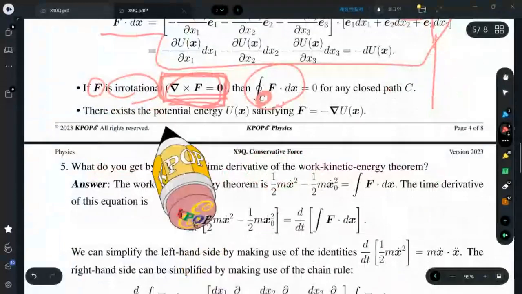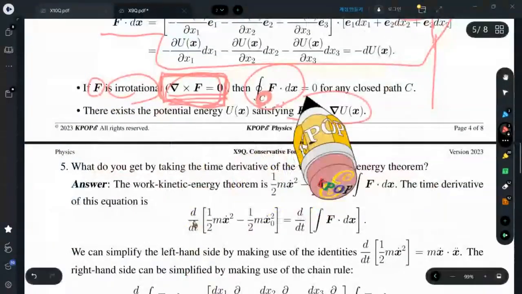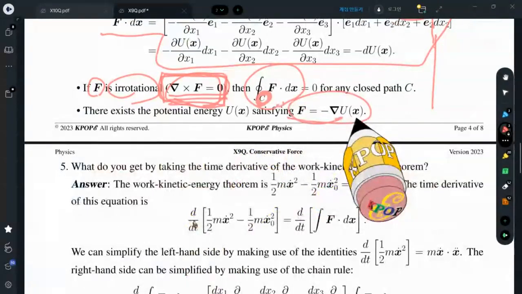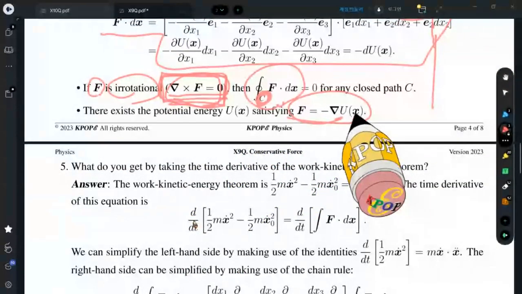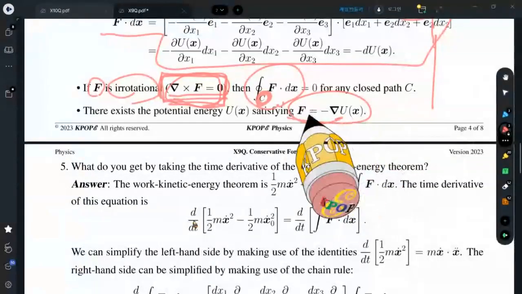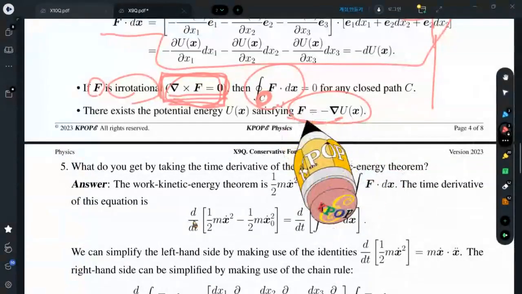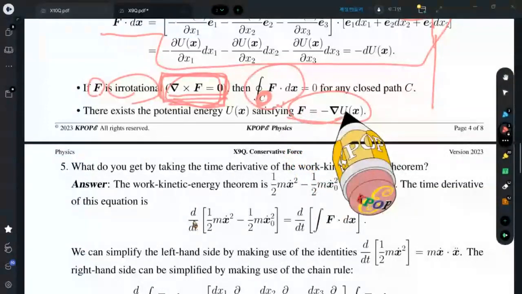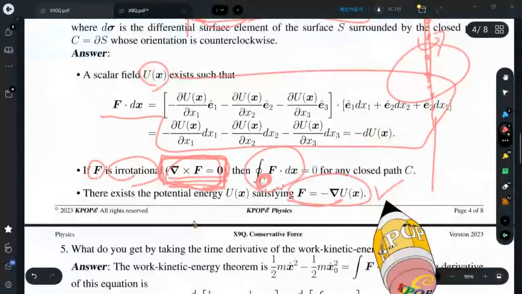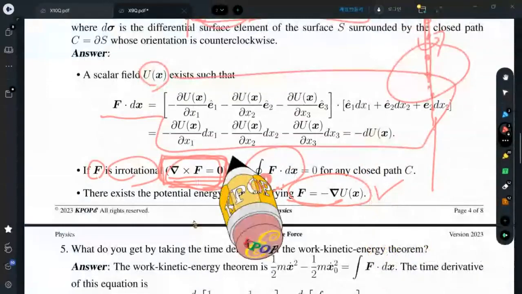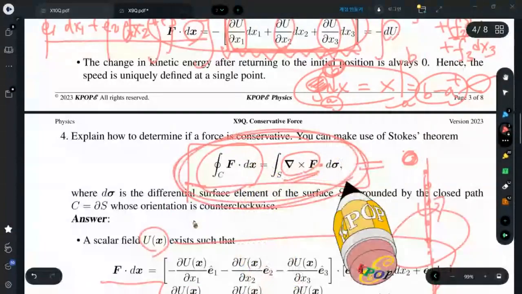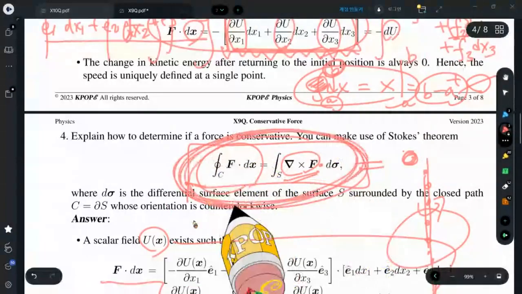There exists a potential energy U satisfying this. Okay, if you can find an appropriate scalar field whose minus gradient is the same as the given force, then that's fine. Then everything is done. We usually use this, and sometimes we use that. We keep using this everywhere this semester and next semester too.